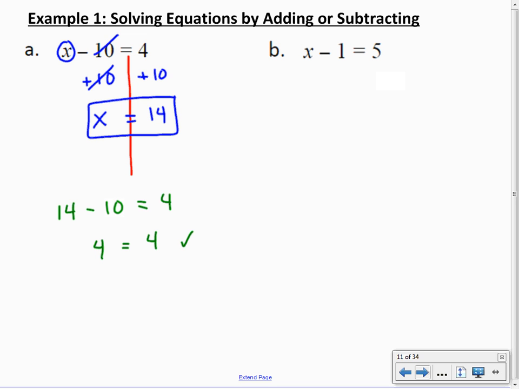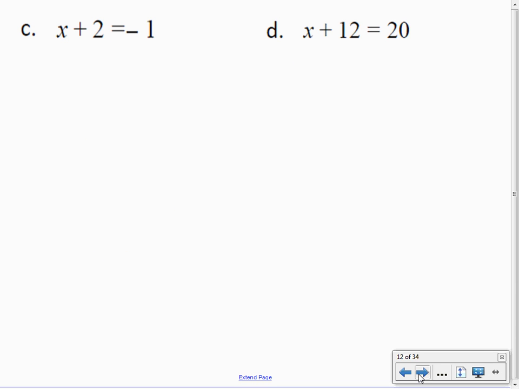Okay, let's look at example B. Very similar. We're going to cut it in half into a left side and a right side. We're going to isolate our variable x. Right now we have x minus 1, so we need to add 1 to both sides to get x by itself. The minus 1 and plus 1 cancel each other out, leaving us with just x. 5 plus 1 gives us 6, which is our solution. Go ahead and try examples C through F.